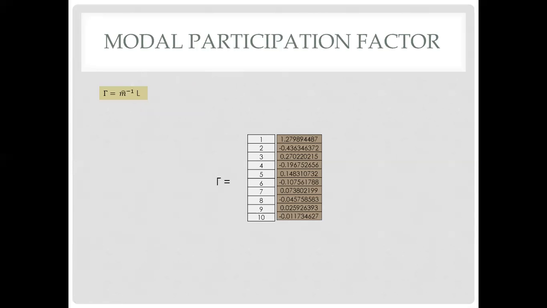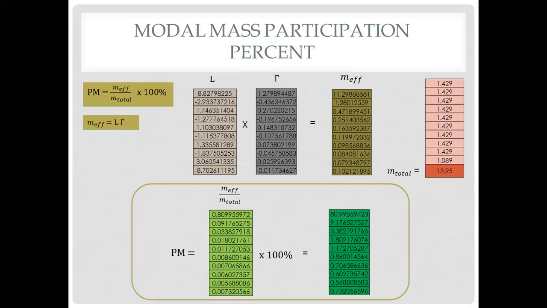Since we now have all the values of m hat, inverse m hat, and the coefficient vector, we just multiply them, and this is the answer. So, we now have the modal participation factor. Next, we will solve for the modal mass participation percent.